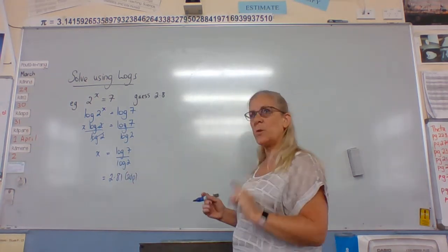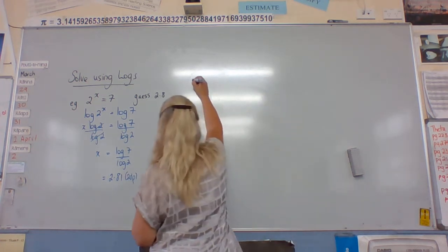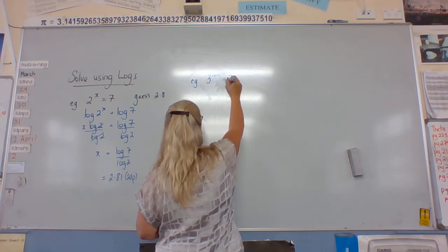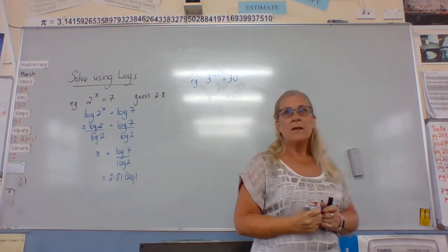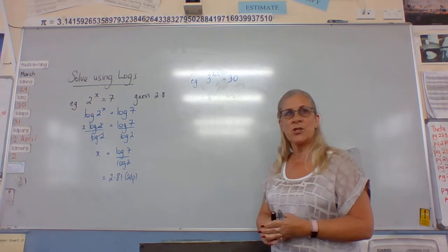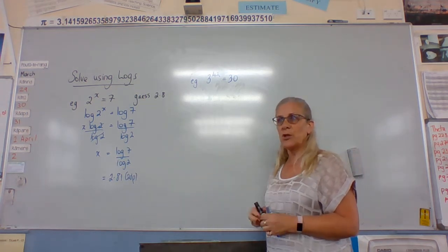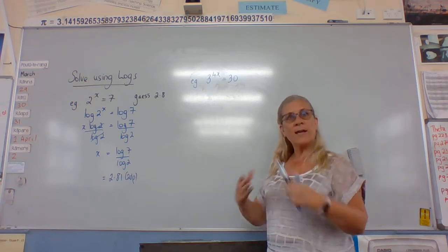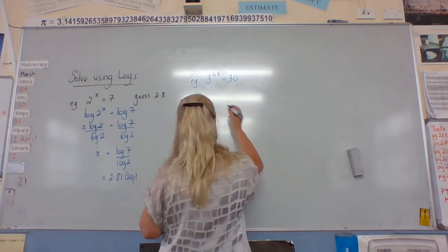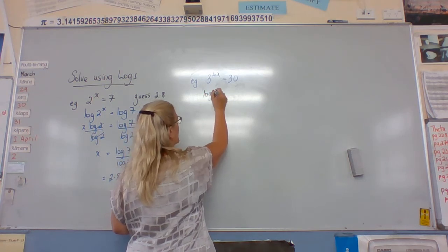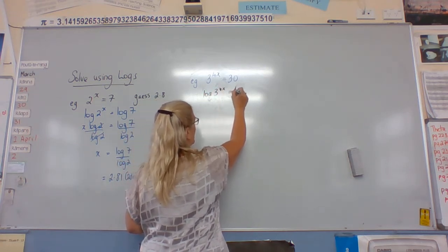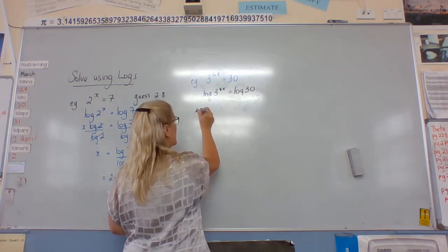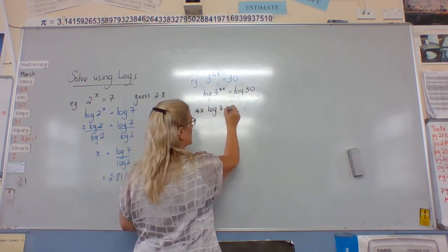So this was the first question in one of the papers last year. Here it is: 3 to the power of 4x equals 30. This is for 2 marks in this question, 1 because you gave it a go and 2 because you got it right. Okay. Take logs of both sides. Log 3 to the power of 4x equals log 30. So 4x log 3 equals log 30.